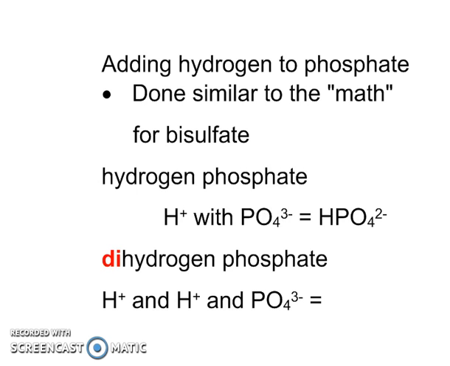Now, if you have an ion called dihydrogen phosphate, di in this context means 2. So we have 2 H pluses: H plus and H plus and a PO4 3-. You put all of those together, you're going to get H2PO4 1-. 1 positive charge plus 1 positive charge plus 3 negative charges gives you an overall charge of -1.